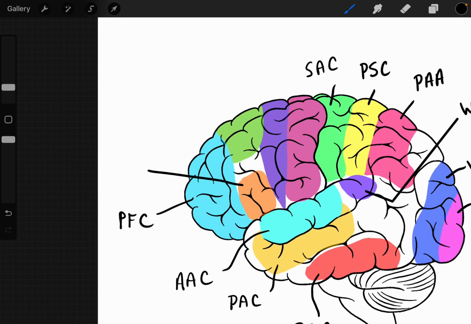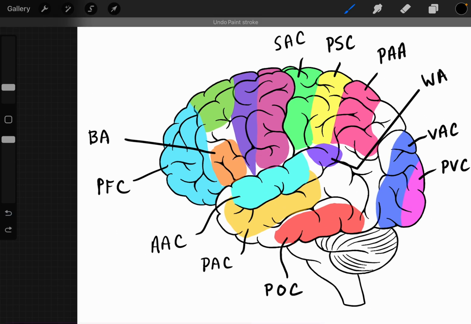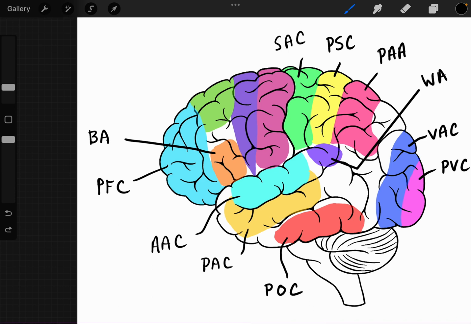Next one here is going to be called Broca's area. So Broca's area is the part of your brain that controls the muscles needed to produce speech. So when you go to communicate and talk, there's a lot of muscles needed to be able to have that conversation. Okay, the control of those muscles is coming from Broca's area.